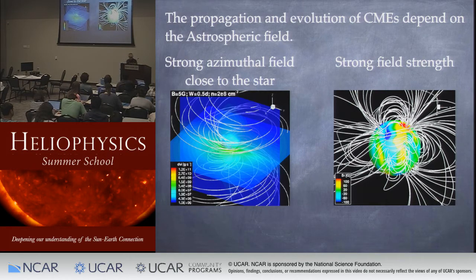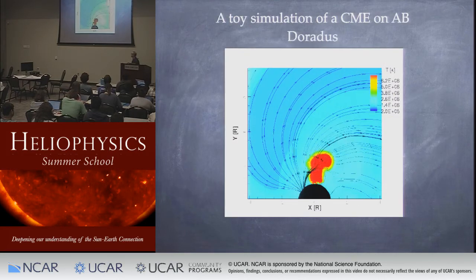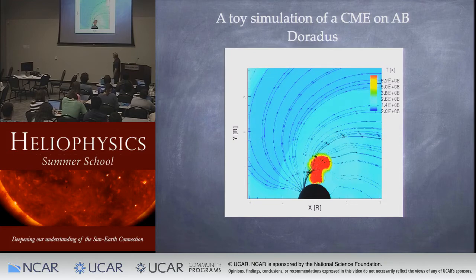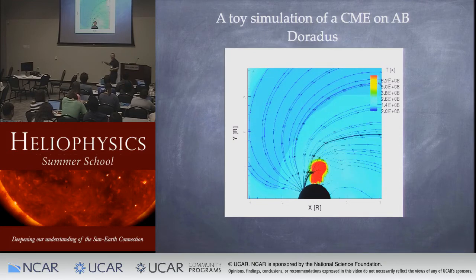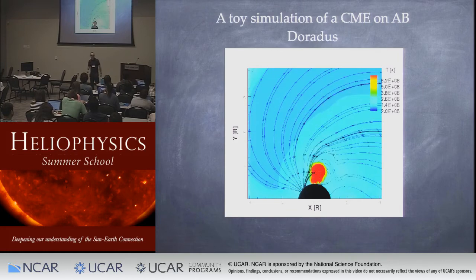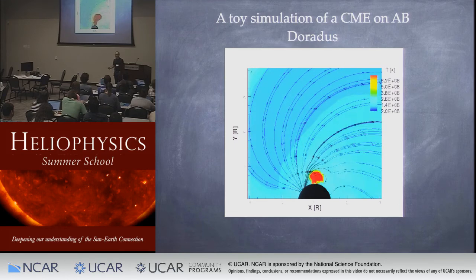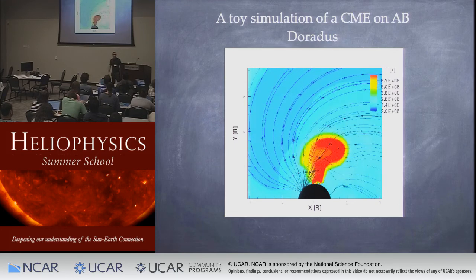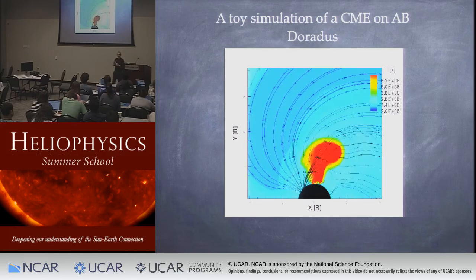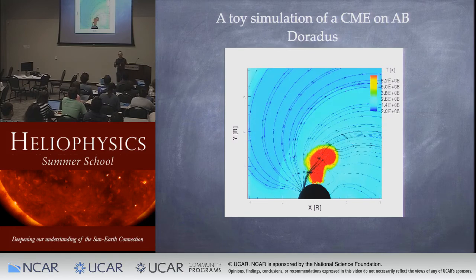And this is a toy simulation I did for the same AB Dor star I showed you before. This is a CME, and you can see that it's kind of, I think I'm going to make it out, right? And if we use the same simulation in the case of the solar field, this whole thing will just blow up. So a stronger overlying field will make it harder for the CMEs to make it out. And that can have consequences.